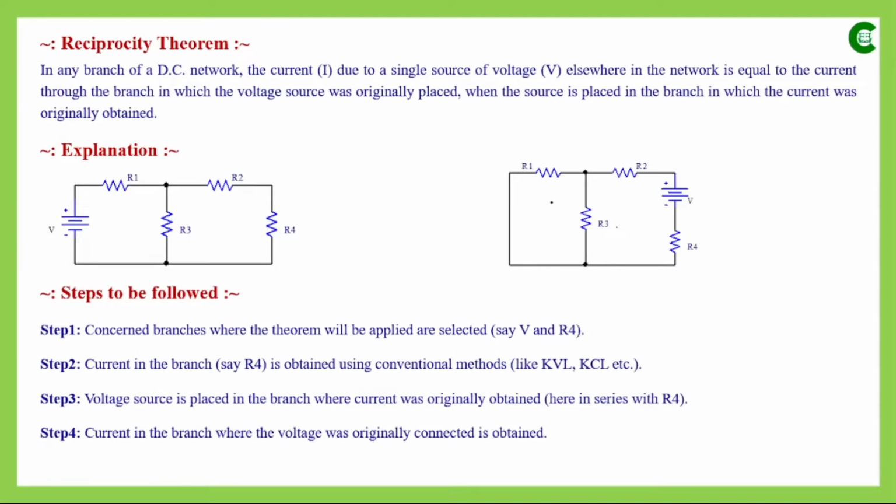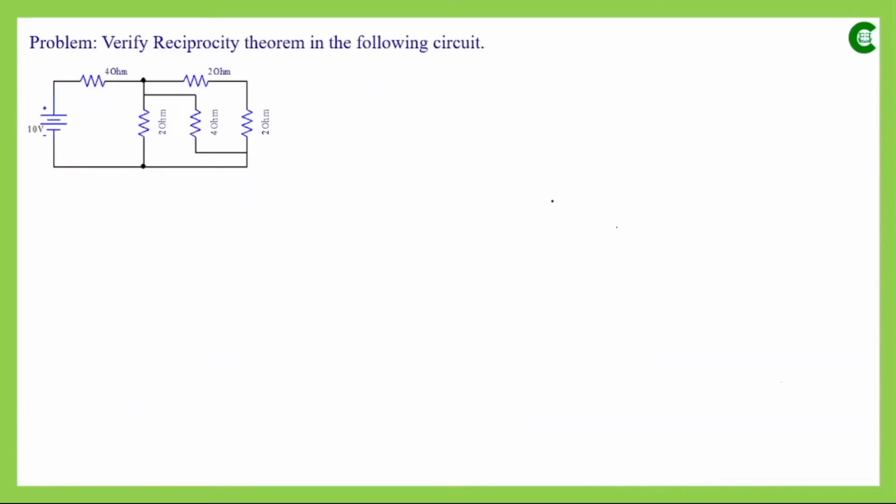Next, I will verify this reciprocity theorem with a real example. Now in this network, we have five resistors and a single voltage source, which is a DC voltage source. To verify this theorem, in the first step we have to choose two branches on which we will verify this theorem. In this branch the DC voltage source is already connected, so now we have to choose another branch through which we will find out the current value. Let's take this 4 ohm resistor as our next branch.